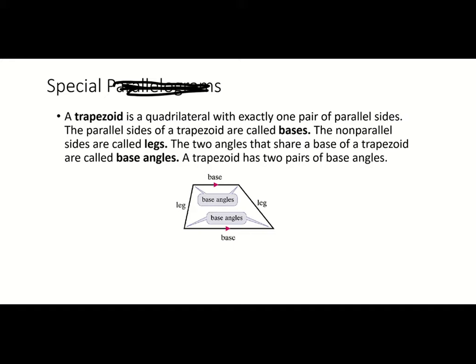A trapezoid is a quadrilateral with exactly one pair of parallel sides. Those parallel sides are called bases. The non-parallel sides are called legs. The two angles that share a base of the trapezoid are called base angles, and you have two pairs of base angles, as you can see from the picture.